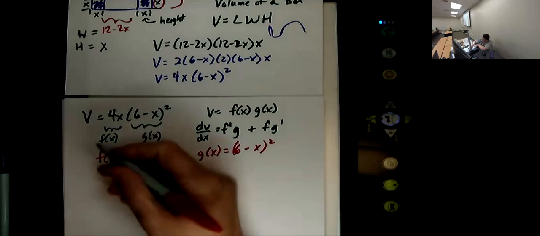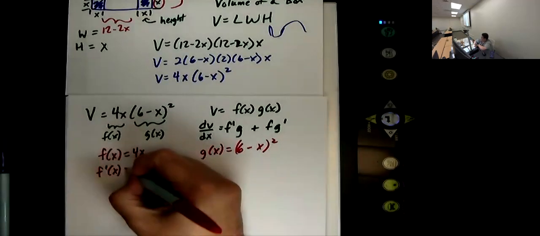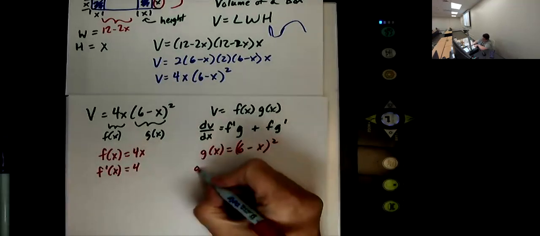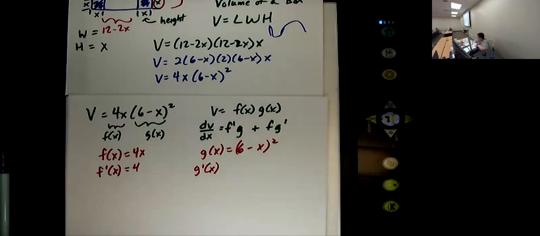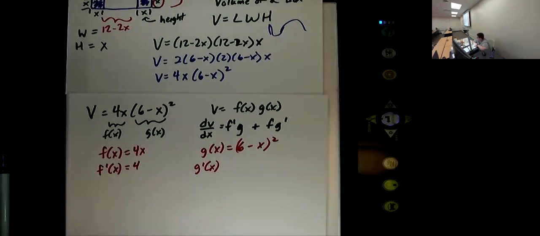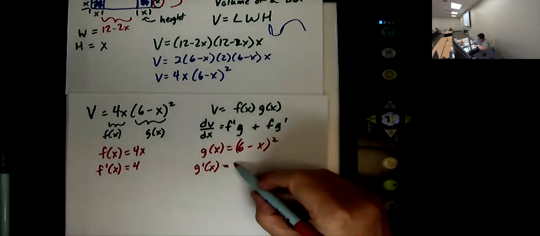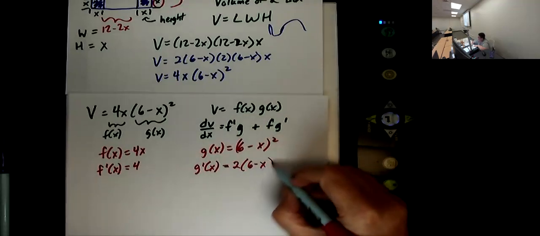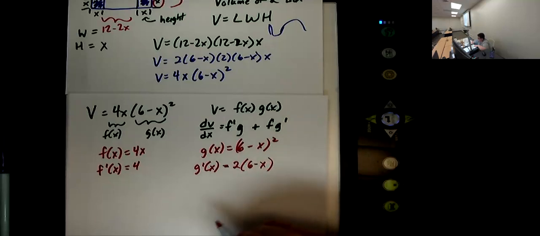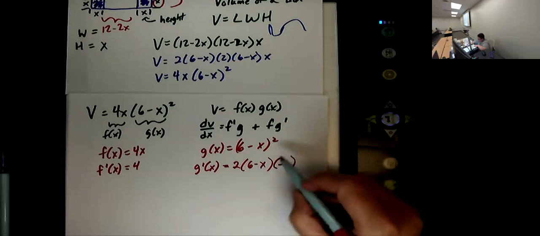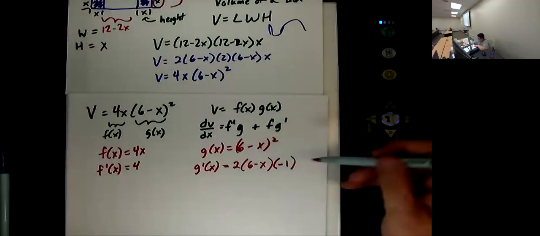What's the derivative of f? 4. What's the derivative of g? Derivative of g prime would be g double prime, so I said that wrong. The derivative of g is 2 times (6 minus x), times negative 1. Don't forget the sign there. You've got to take the derivative of the inside, so don't forget to do that.